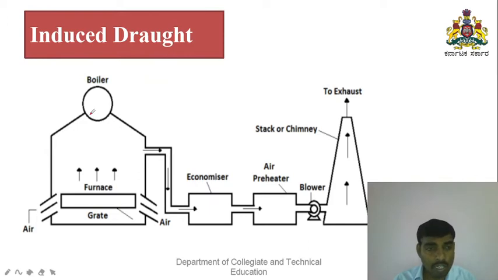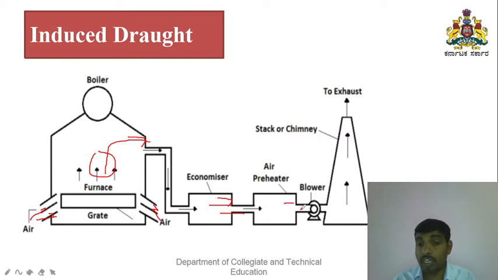So let's take a look here. This is the boiler shell, where we have the furnace and grate. This is the air inlet; atmospheric air flows from this passage. Here the combustion of the fuel is carried out in the furnace. Once the combustion happens, the flue gas is generated. Those flue gases flow to the economizer, where the heat transfer of the flue gases occurs, and then to the air preheater, where a heat transfer process also occurs.